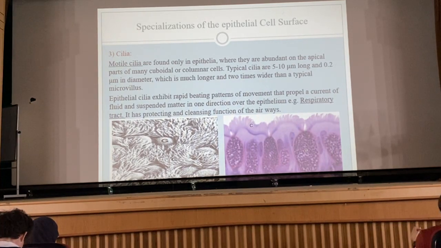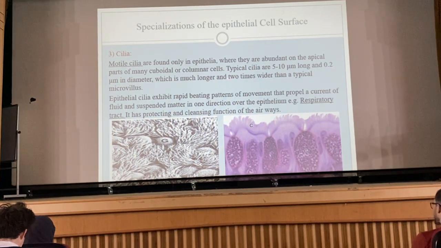The third specialization is cilia. They are motile. They can move in one direction. So they are found in certain locations or regions in the human body. They are concerned with the sweeping, pushing the structure or, for example, thick secretion like sputum towards the outside. So they are found only in epithelium where they are abundant on the apical part of many cuboidal or columnar cells.